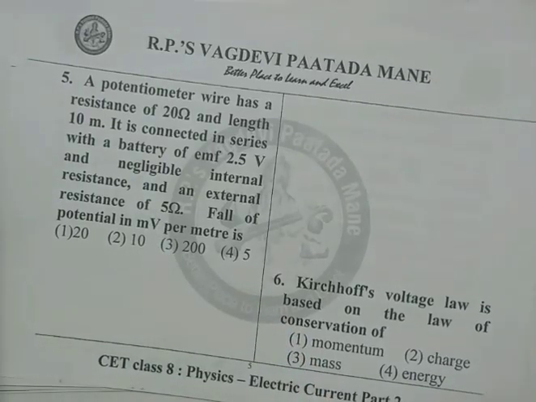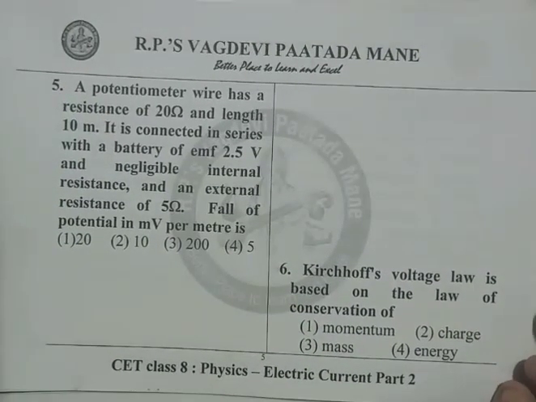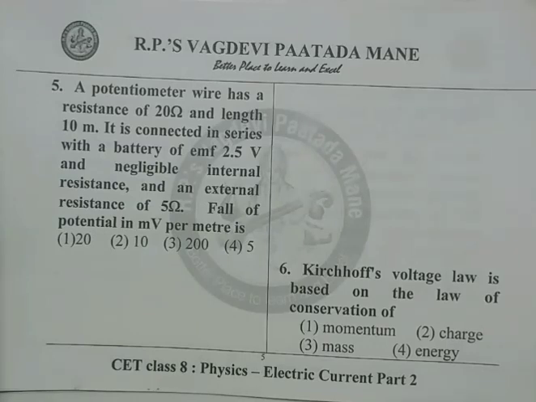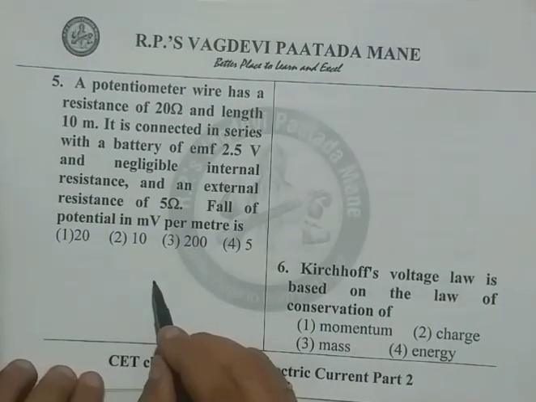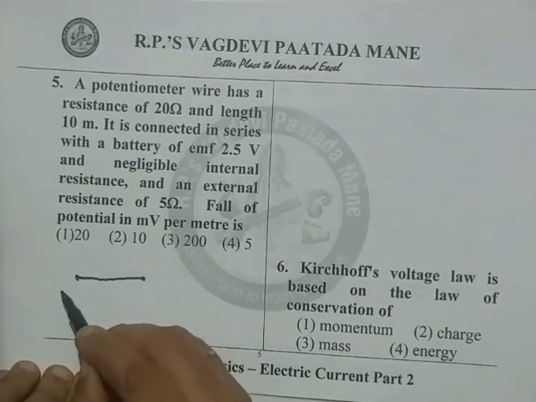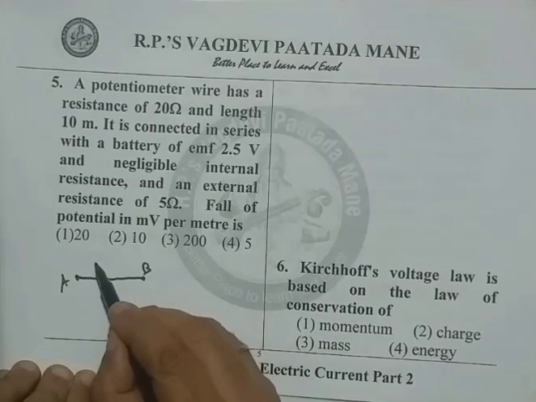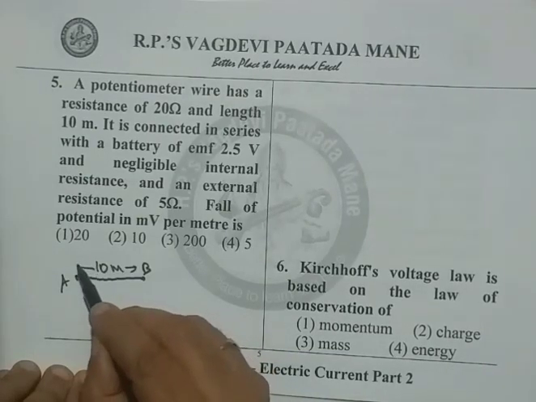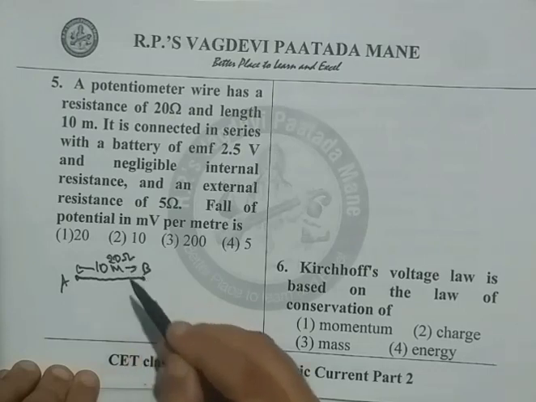We read the fifth question. A potentiometer wire has resistance of 20 ohm and length 10 meter. It is connected in series with a battery of 2.5 volt and negligible internal resistance and an external resistance 5 ohm. Find the fall of potential in millivolts per meter. We write the circuit first. Say the potentiometer is having a wire, what we call AB, whose length is 10 meter and resistance is 20 ohm.